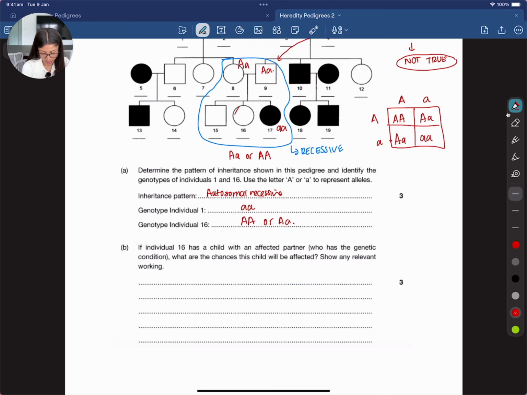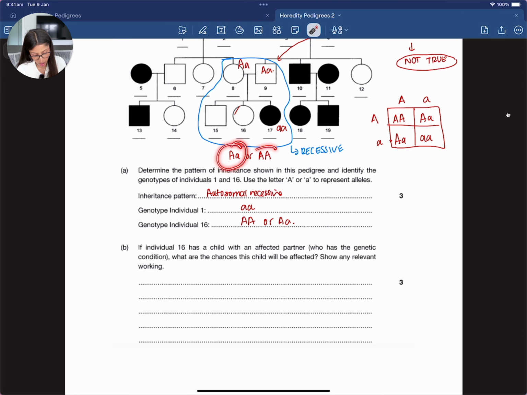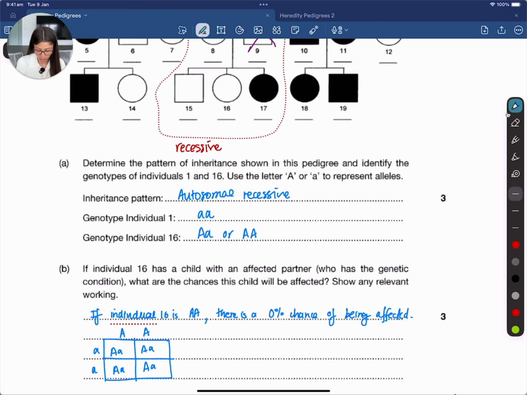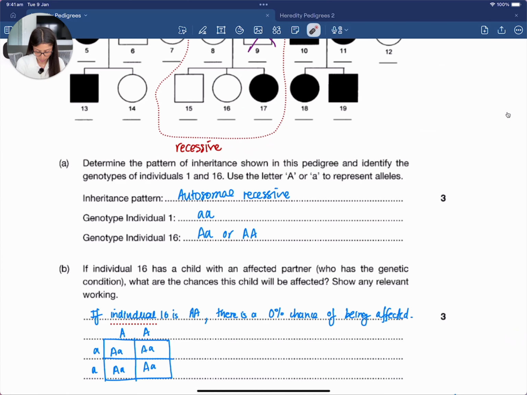Part B: if individual 16 has a child with an affected partner who has the genetic condition, what are the chances that this child will be affected? Show any relevant working out. So again, we have two scenarios here, if individual 16 is either heterozygous or homozygous. Scenario number 1, if individual 16 is homozygous dominant. If I look at the Punnett square here, then all of the children here are unaffected. So in that scenario, there is a 0% chance of being affected.